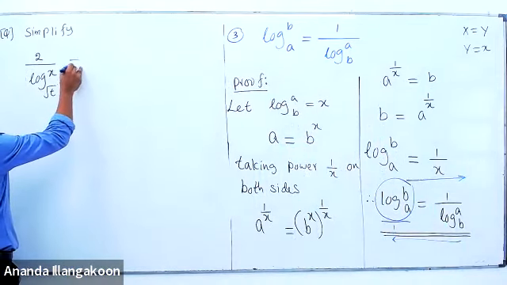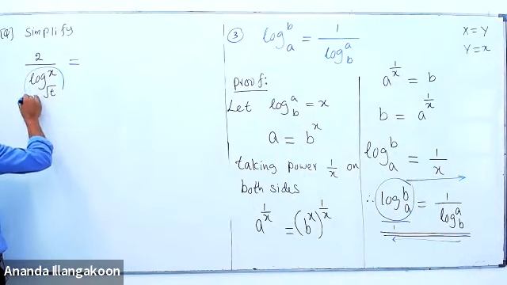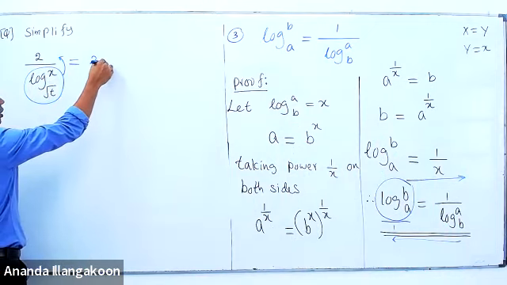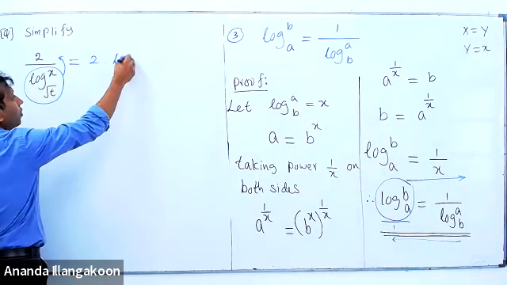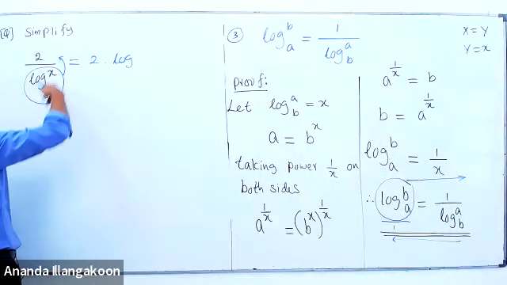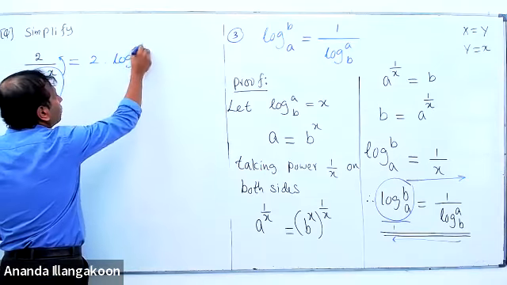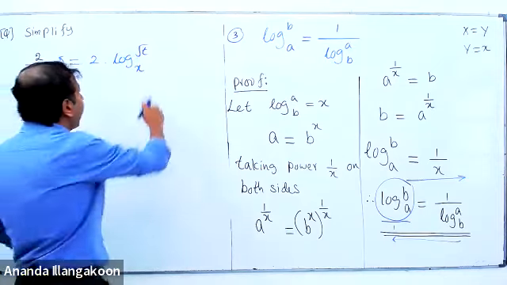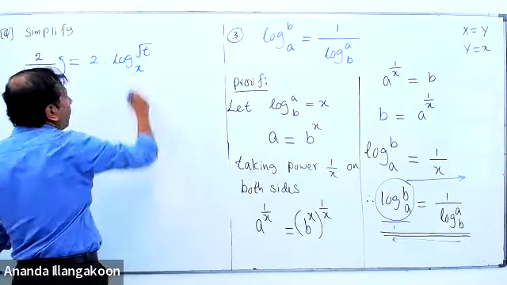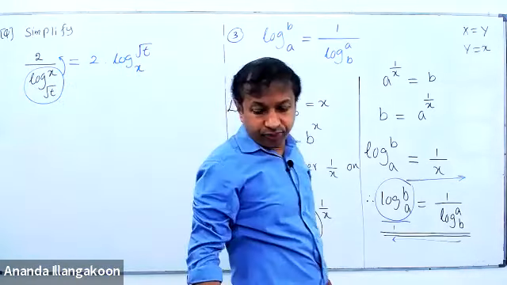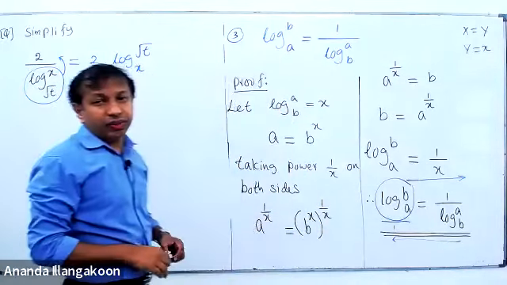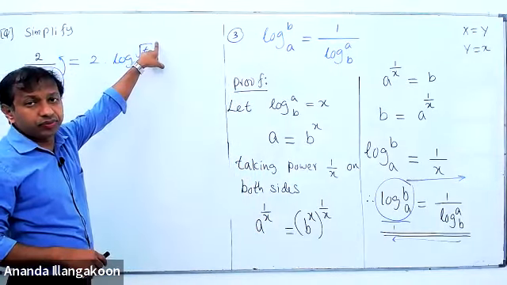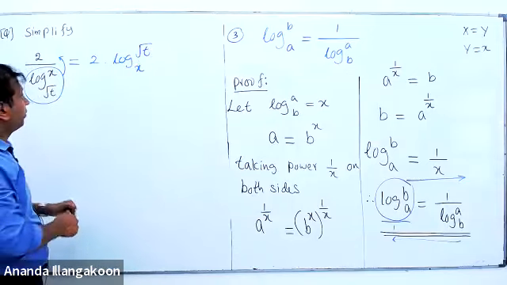What, people? This log term is at the moment in the denominator. Bring this to the numerator. Then it is 2 times log, and these two numbers exchange places. Root t comes here, and here we get x. I think you can understand that well. Now the third law we learned, people: the coefficient is 2, we can put it as a power here. Then you can apply that.